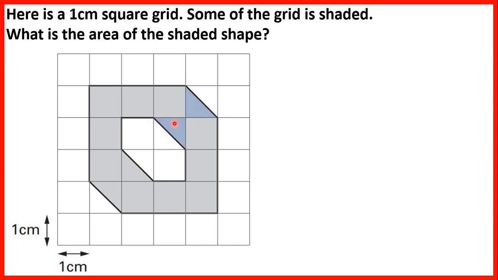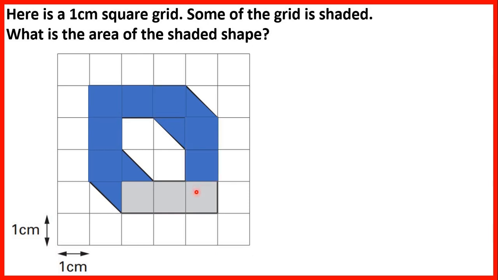So we need to remember that 2 halves make 1 whole. So these 2 half squares make 1 square, these 2 half squares make 1 square, so altogether that's 2 square centimetres, and then we can count 3, 4, 5, 6, 7, 8, 9, 10, 11, 12. So the shape takes up 12 centimetres, which means that the area of the shape is 12 centimetres squared.